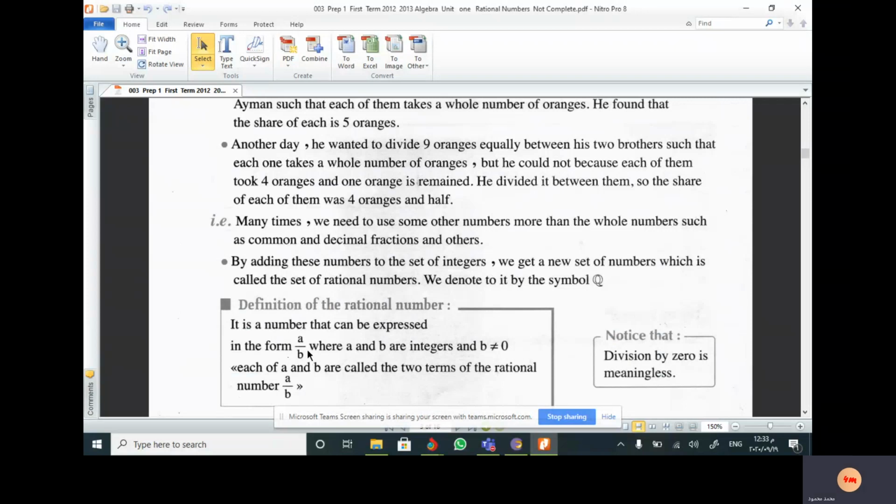If B equals 0, the number A divided by 0, it's meaningless. Meaningless means ملهوش معنى، قيمة غير معرفة، محدش وصل لها لسه.